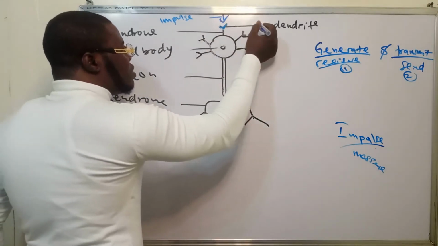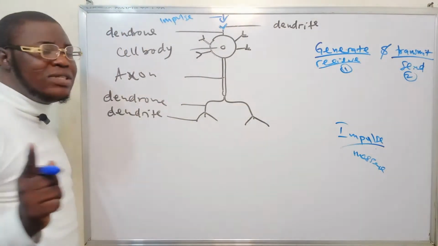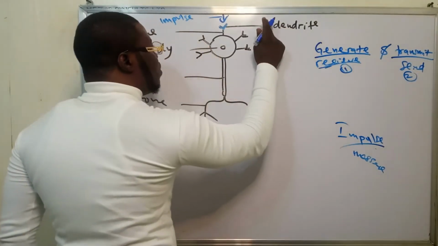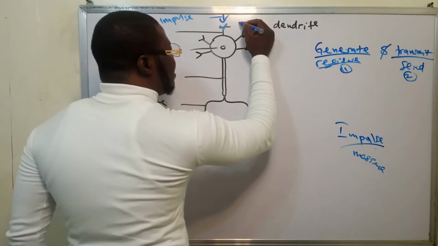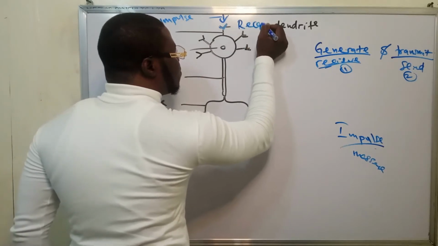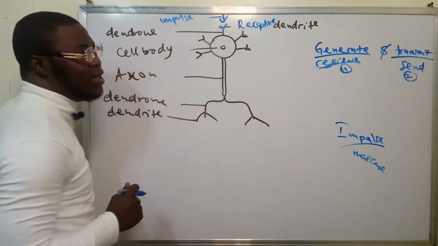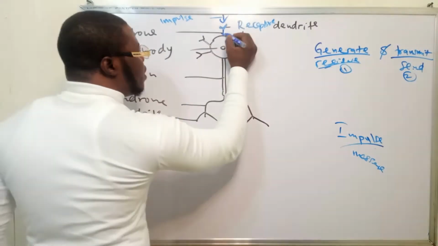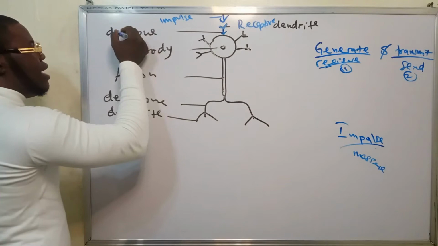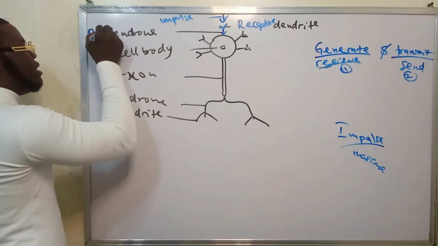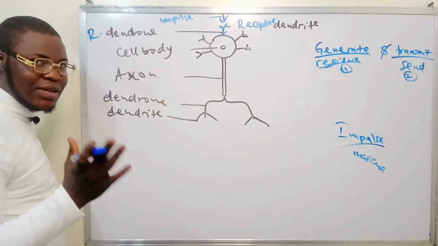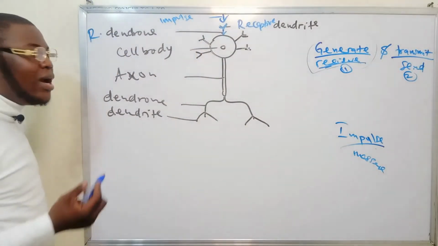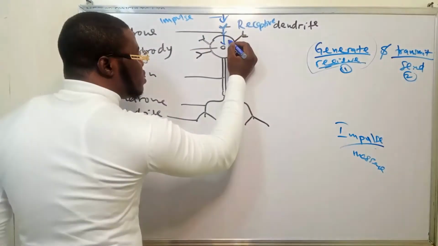And this part is called the what? Dendrite. But because this dendrite is the first part of this neuron to receive an impulse, they used to call it a receptive dendrite. Receptive what? Receptive dendrite. And that's the meaning of that. Now, after that, the impulse will go straight up into the structure. And this structure here is also called the receptive dendron. As simple as that. Because they are receiving the impulse. I hope you understand that. And after that, the impulse will go straight up into the cell body.